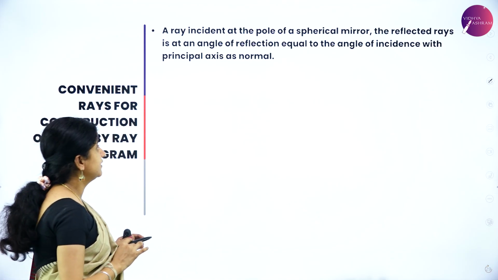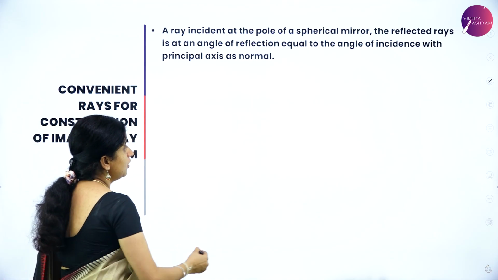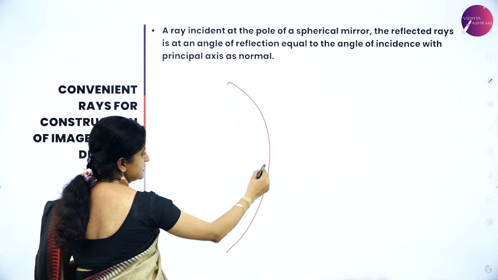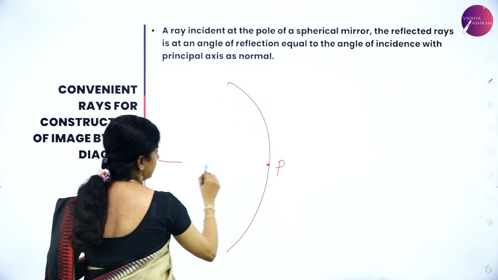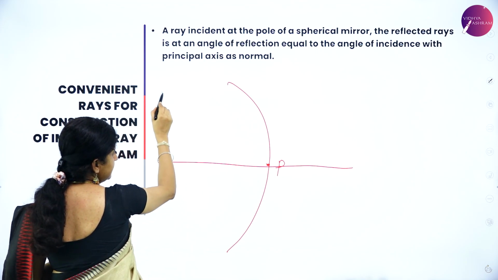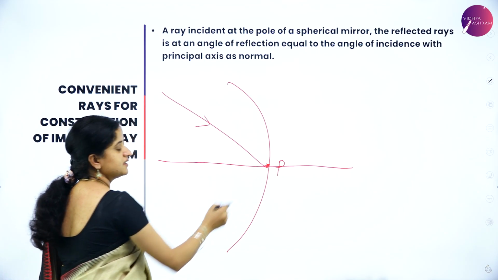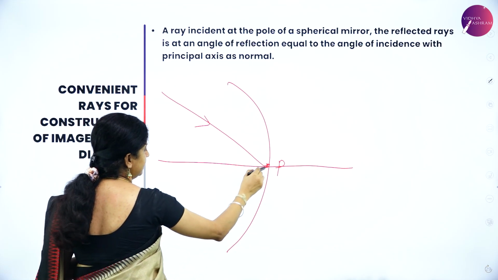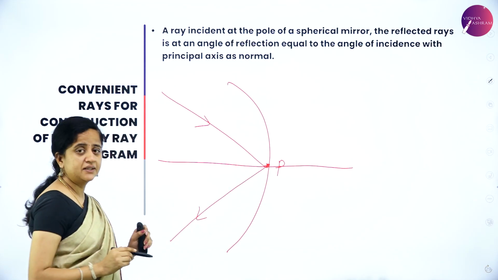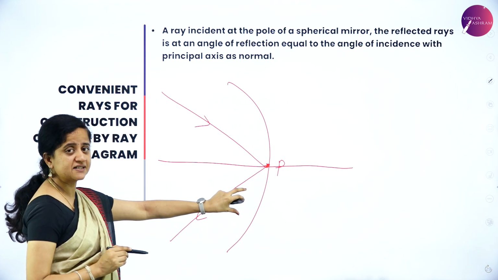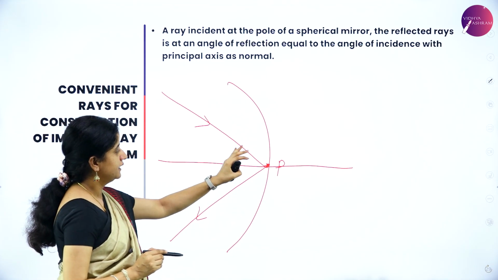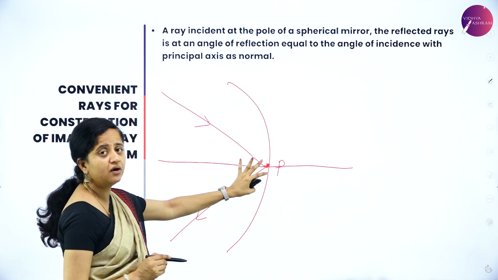The last one is a ray incident at the pole of the spherical mirror. Say, for example, this is the pole of a concave mirror. The incident ray is directly striking the pole. Then it follows the laws of reflection. So it will reflect back with an equal angle of incidence when the incident ray strikes directly on the pole.